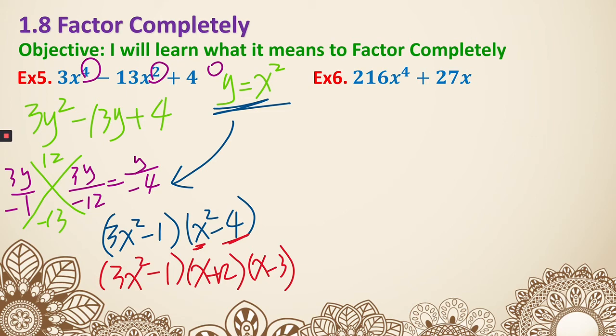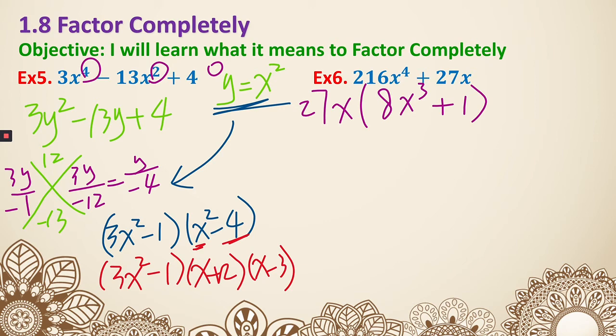Now example 6. First thing I do notice is they have GCF. At least they have an x. And then 216 divided by 27 actually is 8. So that means I can actually factor out a 27 as well. Then I'm left with 8x cubed plus 1.